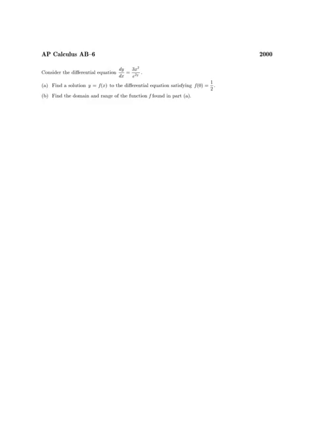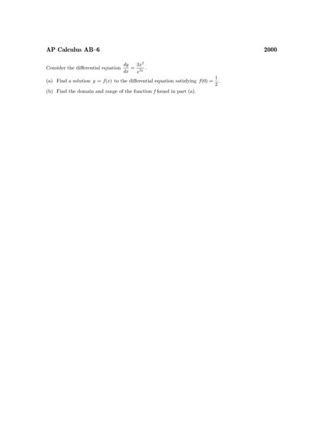Okay, let's take a look at this AP problem that was given in 2000. All right, they give us a differential equation, dy/dx equals 3x squared over e to the 2y. And part A says solve it using the initial condition f of 0 is a half. So we cross multiply.